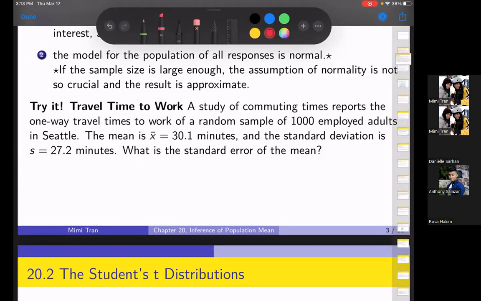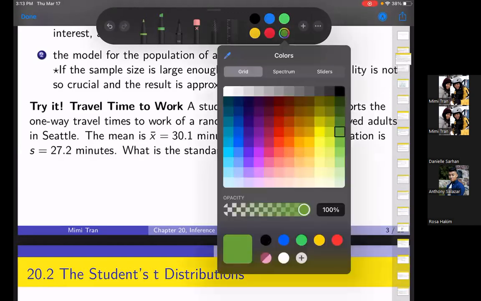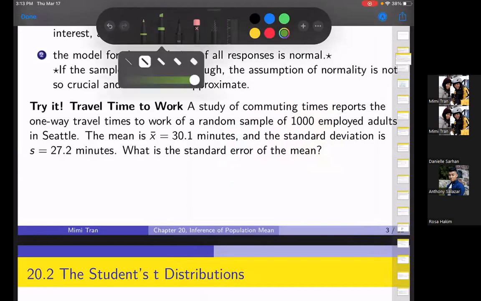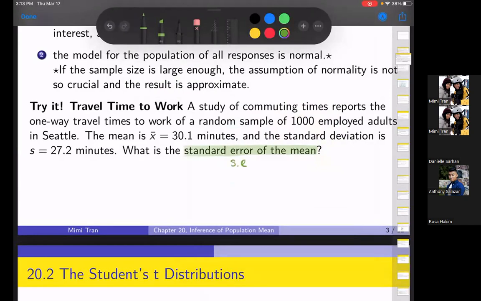By the way, standard error of the mean, I'm gonna denote it S.E., standard error, and then parenthesis X bar. This means standard error of the mean. It does not mean multiplication. So it's equal to S divided by square root of n, and you plug it in.